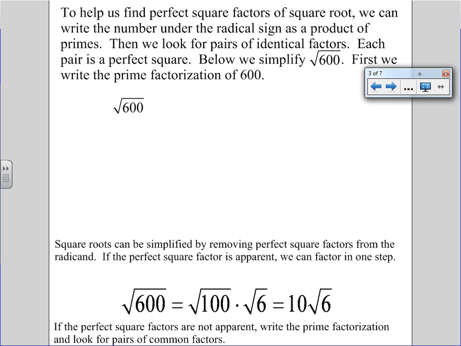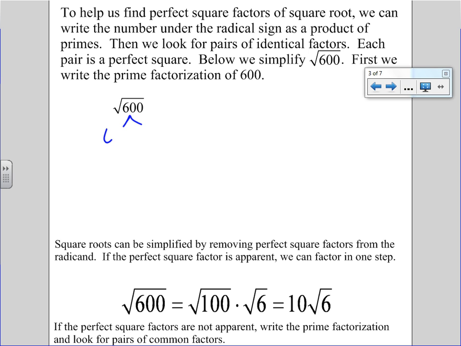To help us find perfect square factors of square roots, we can write the number under the radical sign as a product of primes. Then we look for pairs of identical factors. Each pair is a perfect square. Below we simplify radical 600. First, we write the prime factorization of 600. So that's the first thing that we have to do. We need to take the prime factorization of 600.